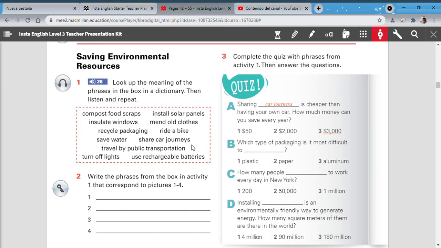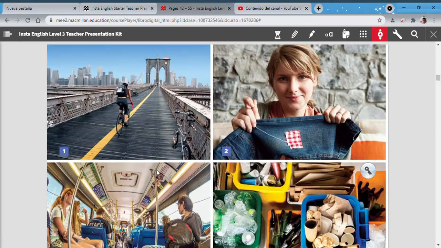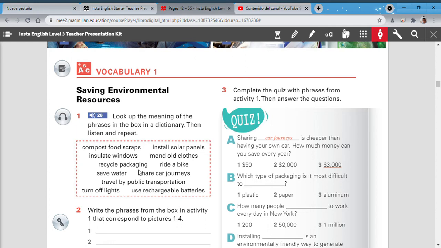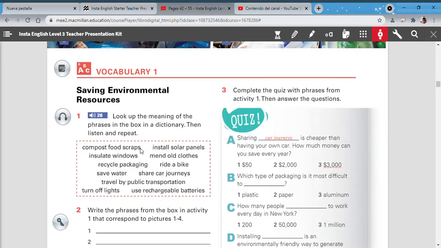Perfect. Use rechargeable batteries. Recargables, okay? Baterías recargables. That's good. Okay, let's see. There is one more picture. So riding a bicycle, men all clothes. Here, number 3. What is number 3? Travel by public transportation, or could be shared car journeys, no? Could be a possibility. And number 4 is a recycled packaging. Perfect. This is our vocabulary.